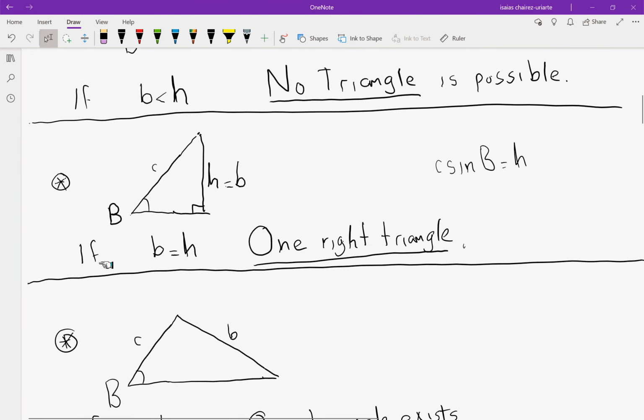All right, let's consider the next scenario. You're given side lengths C and B, and the angle opposite one of them, so angle B. You have to compute the height in the same form as before, so the height in this case is going to be C times sine of B. If the height is exactly equal to B, then you're dealing with just one right triangle.